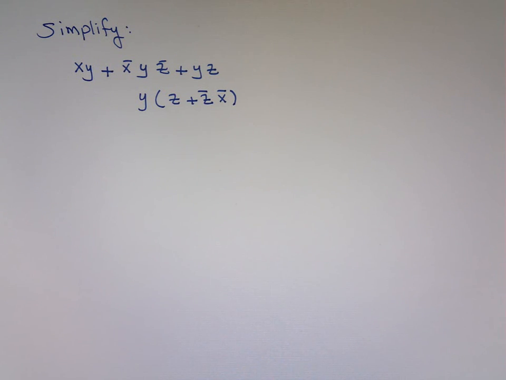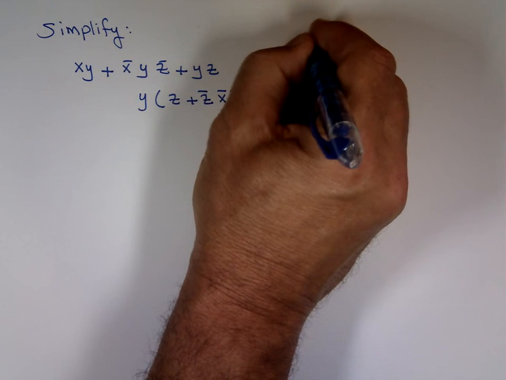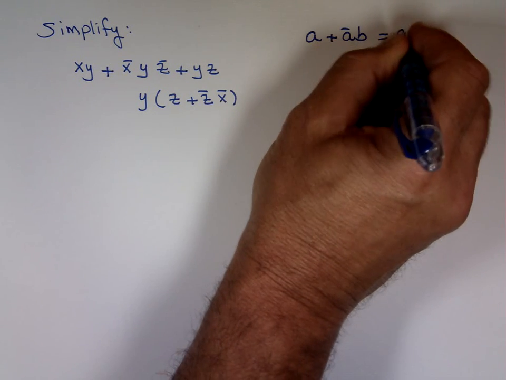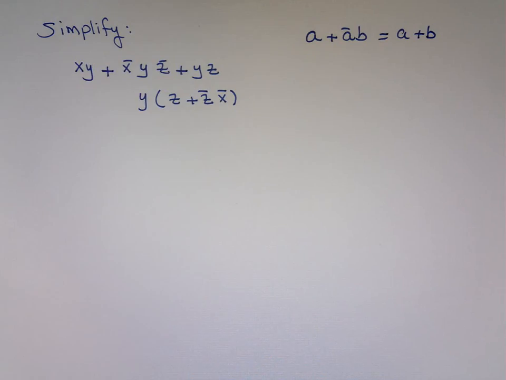Where's my list of rules? We have a rule here. Where was it? Which number? I can write it for you there. It says a plus a bar b is equal to a plus b. Check your notes, you have that somewhere. I'm looking in this book to see if I can find it. What is it? Number 10?